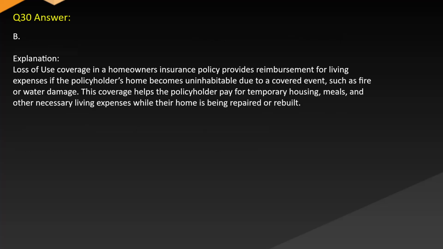Answer. B. Explanation. Loss of use coverage in a homeowner's insurance policy provides reimbursement for living expenses if the policyholder's home becomes uninhabitable due to a covered event, such as fire or water damage. This coverage helps the policyholder pay for temporary housing, meals, and other necessary living expenses while their home is being repaired or rebuilt.